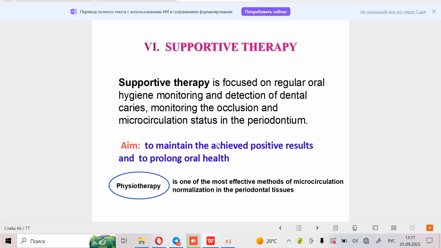And the final obligatory stage, supportive therapy. Supportive therapy is focused on regular oral hygiene monitoring and detection of dental caries, monitoring of occlusion, and microcirculation status in the periodontium. The aim of supportive therapy is to maintain the achieved positive result and to prolong oral health. Physiotherapy is one of the most effective methods of microcirculation normalization in periodontal diseases in supportive therapy.